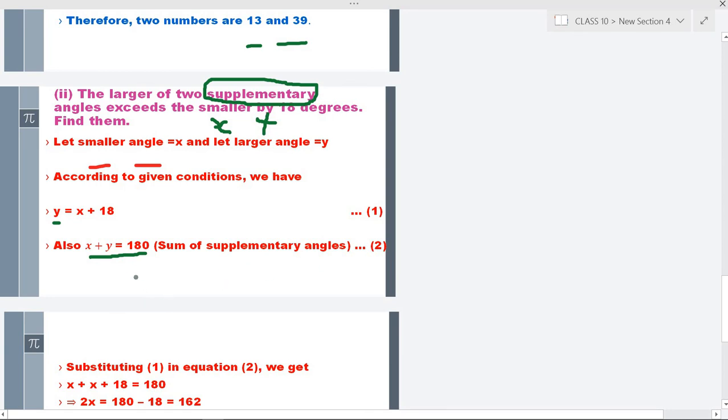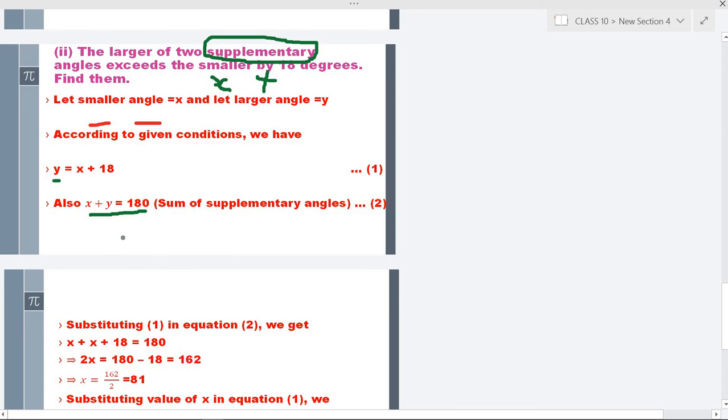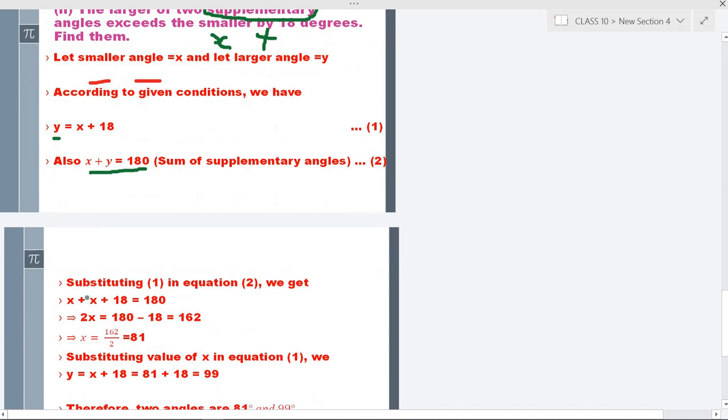Now again this sum is very simple. Which is easier for you to substitute? Yes, the value of y is directly given, so you don't need any third equation. You substitute this value in equation 2. So that's what they have done. We are using y's value, which is x plus 18, and we are replacing y with x plus 18 in equation 2. So what will we get?